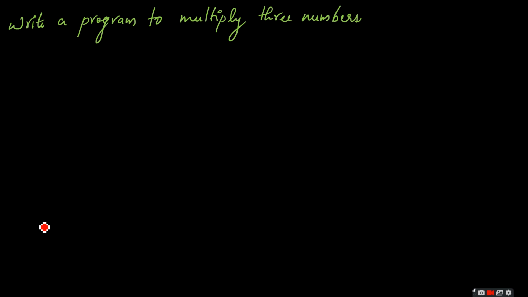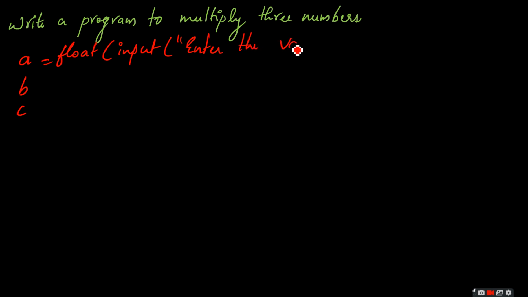Now the next question is, write a program to multiply three numbers. In order to multiply three numbers, we need three variables. We have to input three variables. We have to input values for three variables. I'm taking it as a, b, c. We can take it as float or int. Here I am taking it as float. Float, input, enter the value.